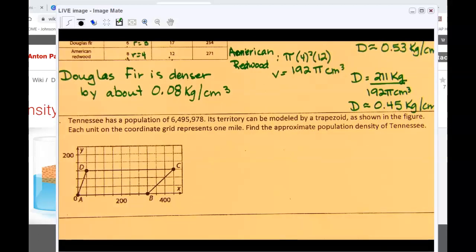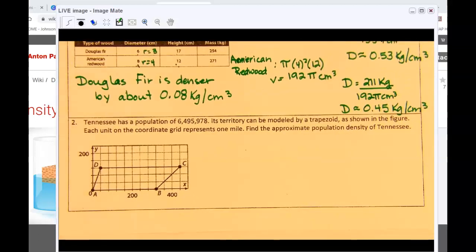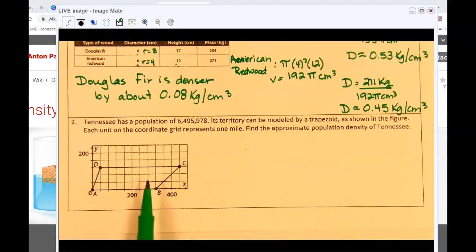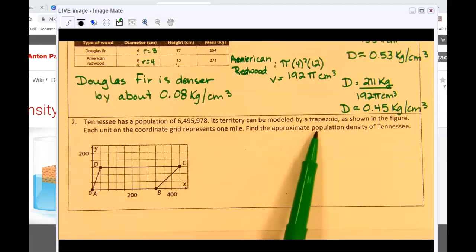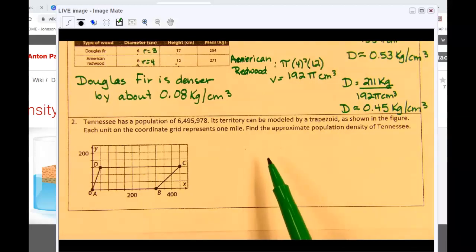Now we are going to look at an area population density. It says Tennessee has a population of about 6.5 million. Its territory can be modeled by this trapezoid as shown in the figure. It is not a parallelogram because these are not quite parallel, so we're going to say it's a trapezoid. Each unit on the coordinate grid represents 1 mile. Find the approximate population density of Tennessee. So the first thing we need to do is think about the formula.